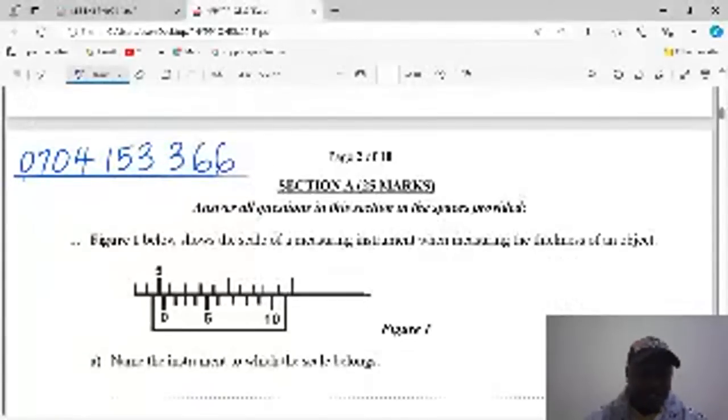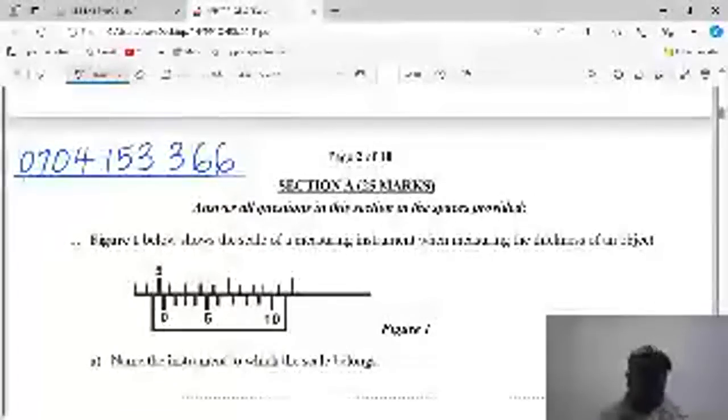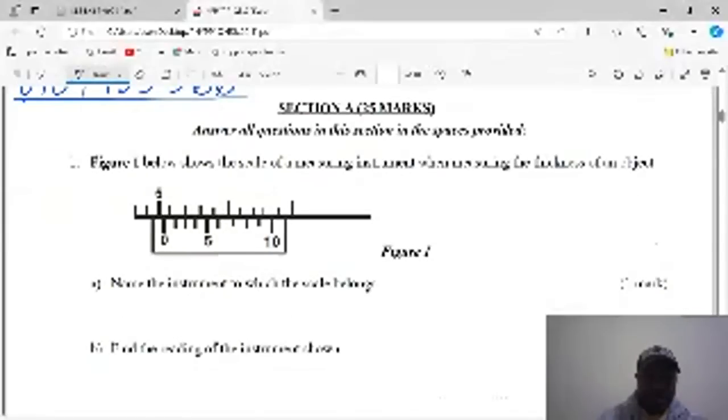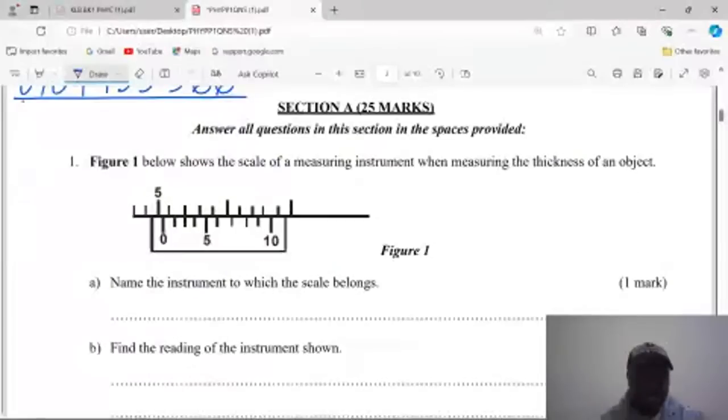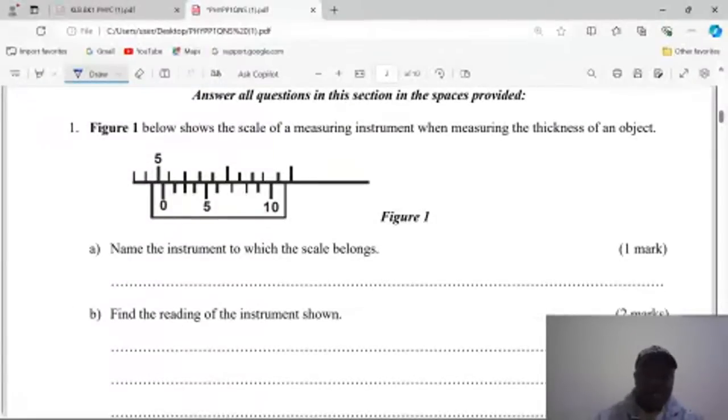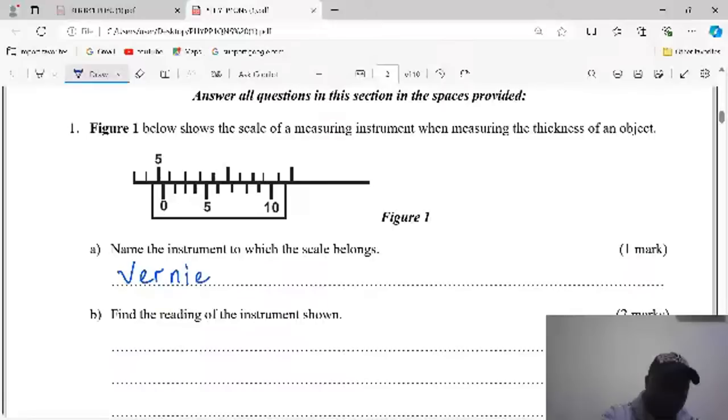Number 1, the question says that figure 1 shows the scale of a measuring instrument when measuring the thickness of an object. So this is the scale. Actually, there are 2 scales. The first thing to do is to name the instrument to which the scale belongs. And this is definitely a vernier calipers. These are vernier calipers.